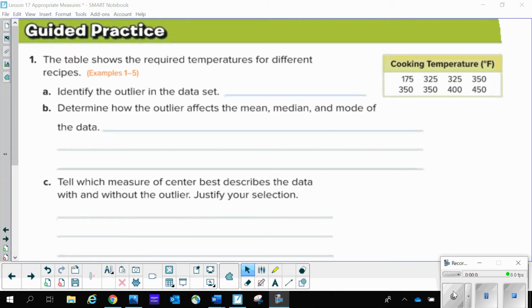All right, let's bring everything together that we've talked about. The table on the right here shows required temperatures for different recipes, so cooking temperatures in degrees Fahrenheit. What I want you to do is A, identify the outlier, if there is any, in the data set. B, determine the outlier, how it affects the mean, median, and mode. So what that means is you need to find the mean, median, mode with the outlier, and then find the mean, median, mode without the outlier. And then lastly, for C, you're going to tell which measure of center best describes the data. So with or without the outlier, and justify your selection. So pause the video, work through A, B, and C, and then come back to see if you got them correct, and we'll discuss each answer separately.